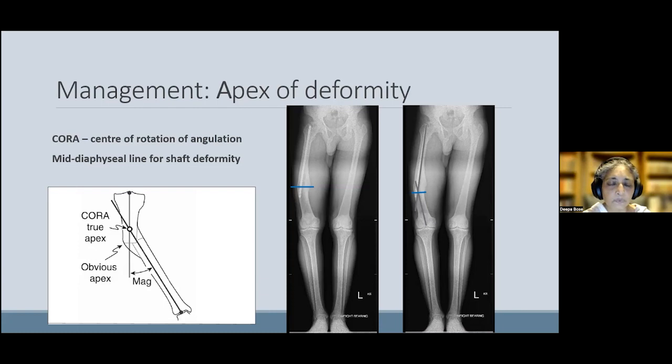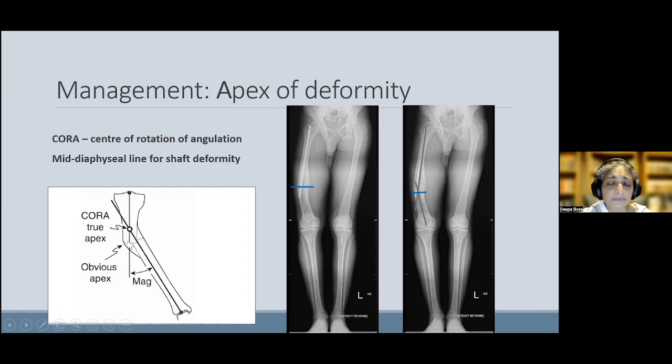So when we talk about the apex of the deformity in limb reconstruction, we usually say CORA. CORA means the center of rotation of angulation, and it is the center around which, if you correct the deformity, it will return to its anatomical position. So, for example, if you look at this picture, you will see that this is a fracture that has healed, but it is healed with some translation. So when it is healed with translation, there is something that looks as though it may be the apex of the deformity, which is here, which is the obvious apex.